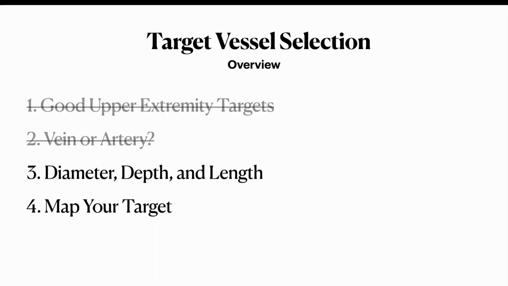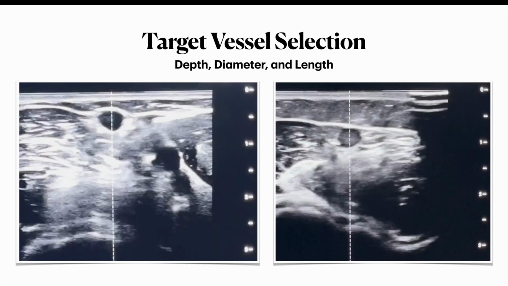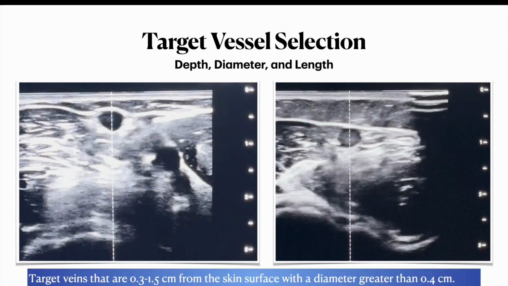So once we have identified a potential target vein, how do we know it will actually be a good vessel to target? Well, the first step is to look at its diameter, depth, and its length. These 2 examples show 2 good target veins. And the reason we know that is that we typically want a blood vessel that is at least 0.3 centimeters deep, but not greater than 1.5 centimeters deep. And we want a diameter of a vessel that is roughly 4 millimeters or wider.